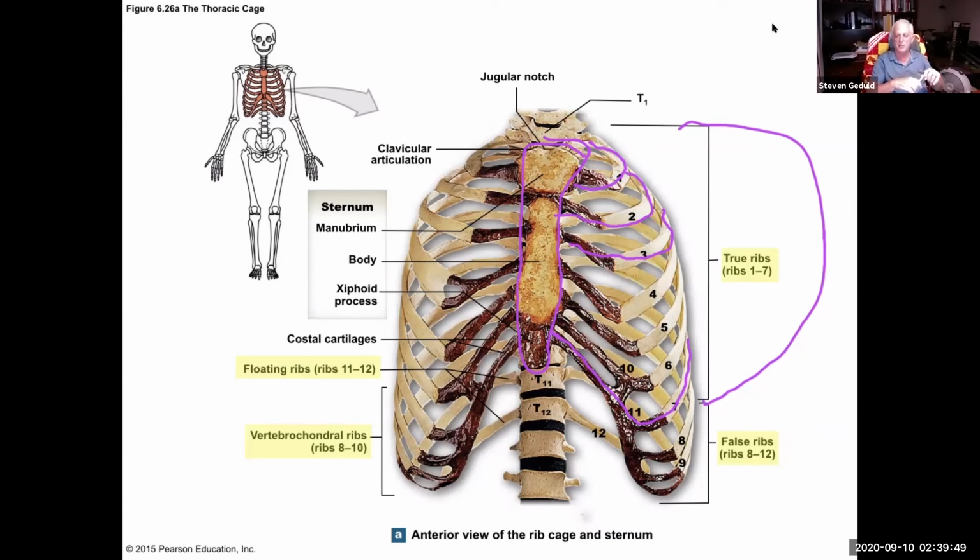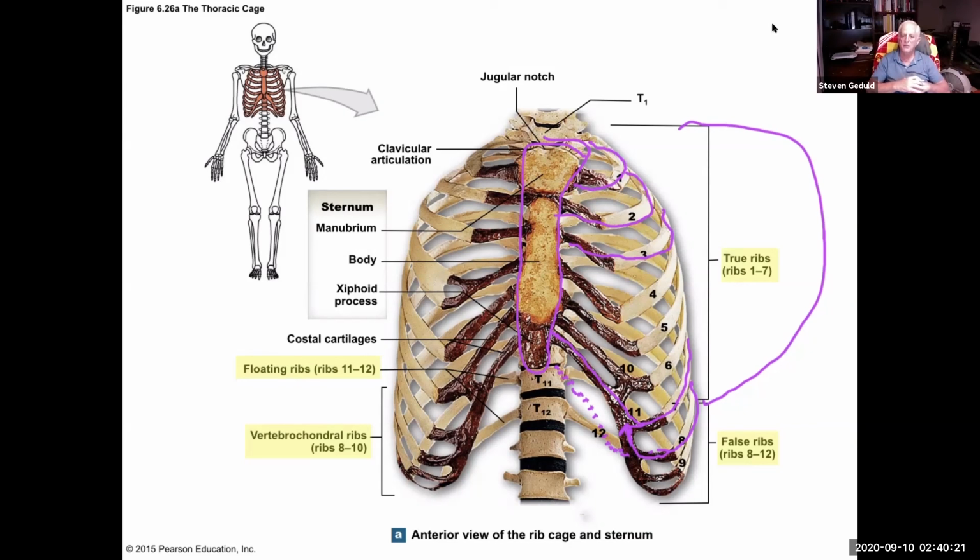Your false ribs do not directly connect to the sternum. Here's rib 8. It comes around from the back, wraps around, and it connects to this rib right here. It does not have a connection to the sternum. That doesn't exist. Okay, so true ribs are ribs that connect directly to the sternum, ribs 1 through 7. False ribs are ribs that do not connect directly to the sternum, ribs 8 through 12.